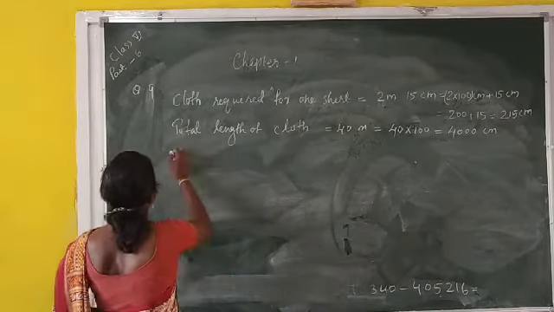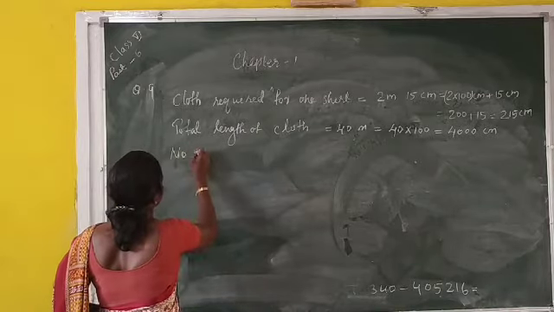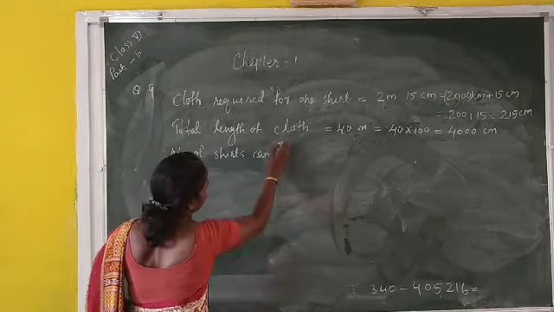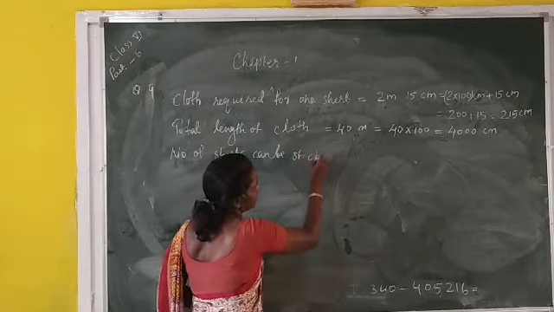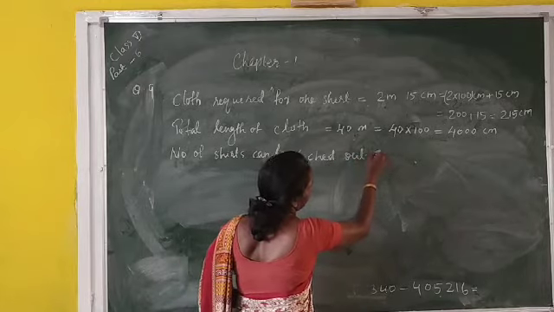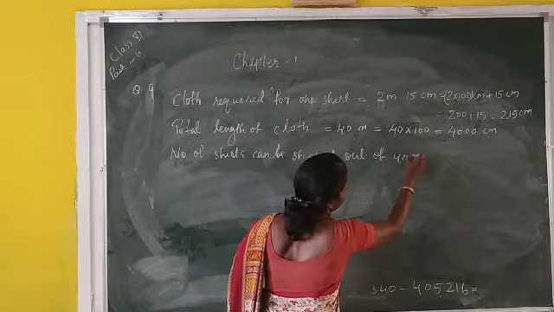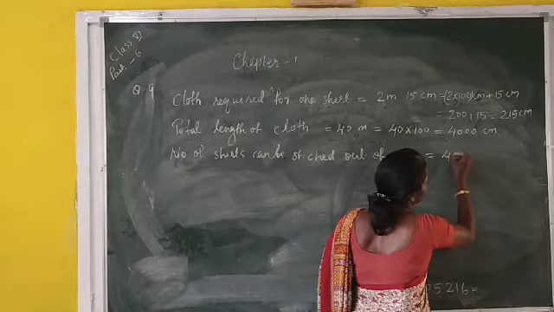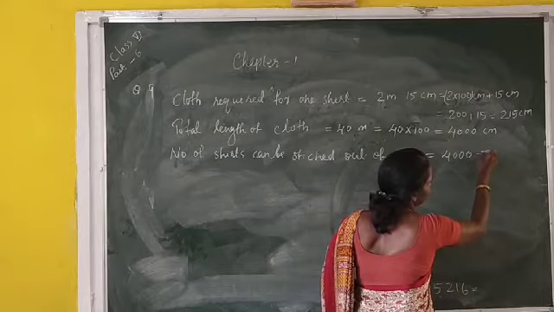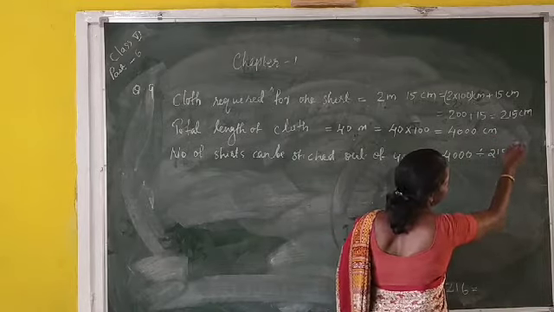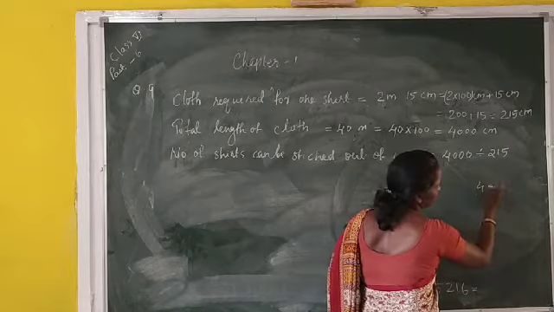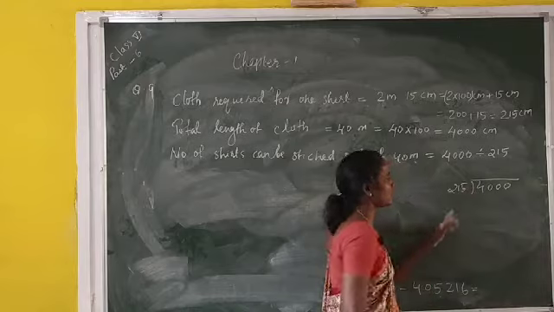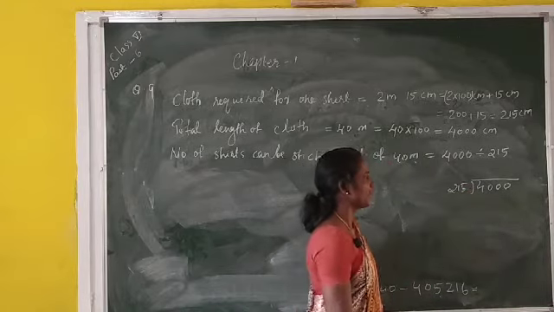Then number of shirts can be stitched out of 40 meter is equal to, we can write this, 4,000 divided by 250. Then look, 4,000 divided by 250. Then how many 250 in 4,000?